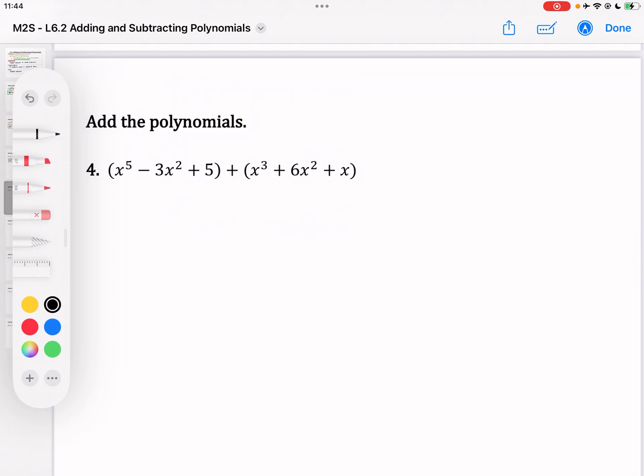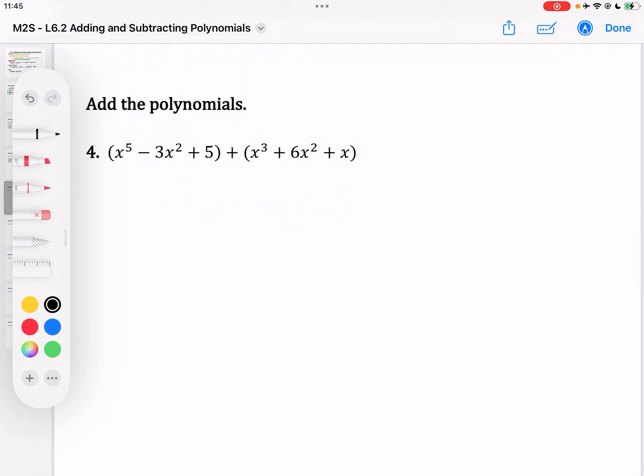Now, before I go to this problem, it might be a good idea to pause and see if you guys can do this on your own before I work through it. If you don't want to do that, that's totally fine. I'm going to go ahead and start going through this problem. So I look for my biggest exponent, which is x to the 5th. And there's no other exponent that's x to the 5th, so I'm going to write that down.